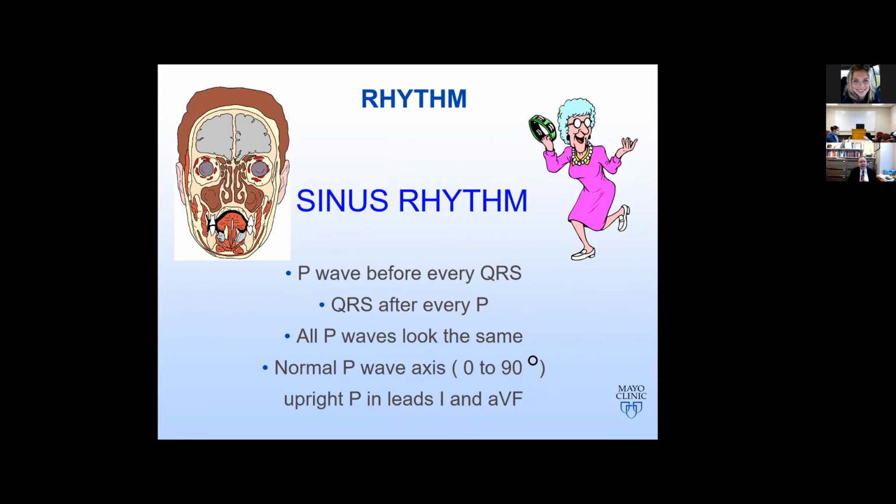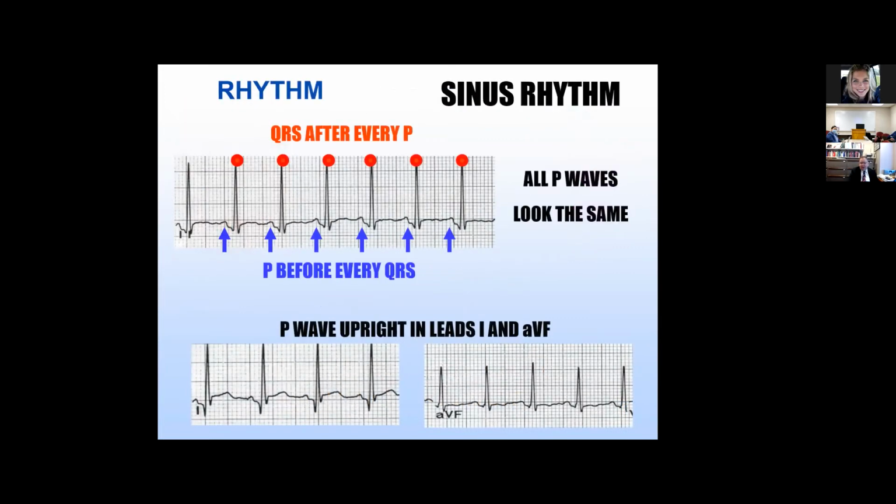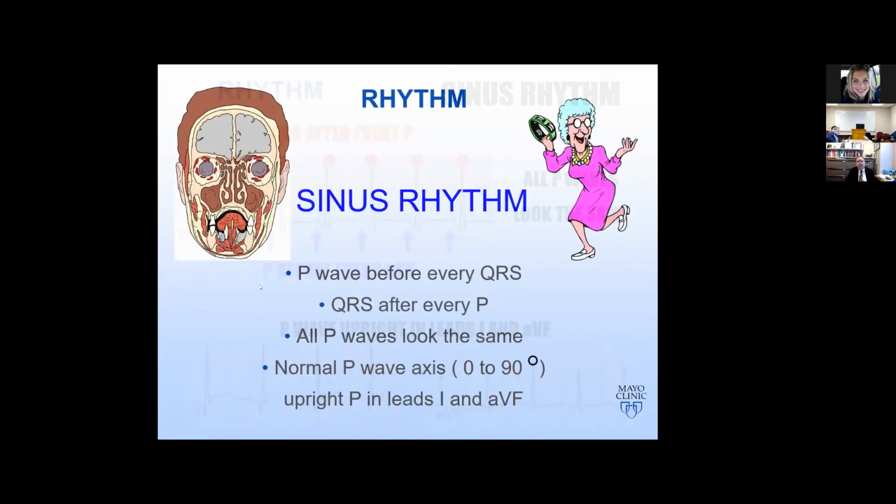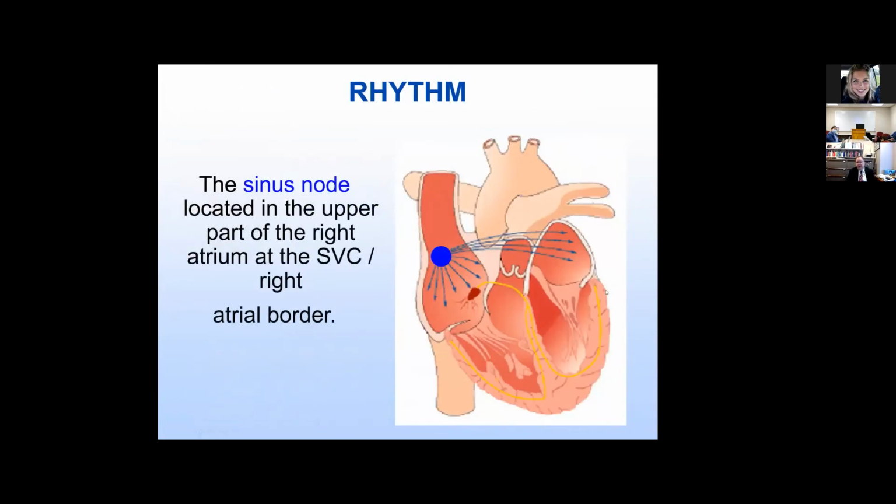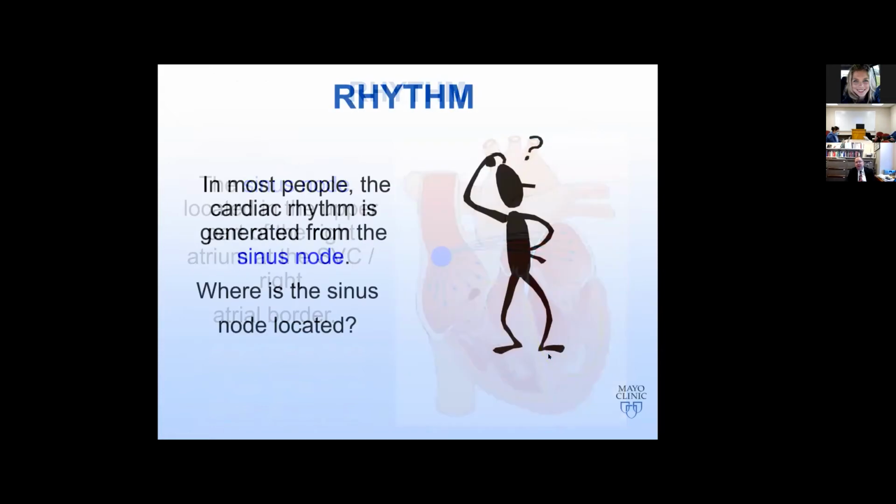So you need a normal P wave axis, which means it should be positive in lead 1 and positive in AVF. Remember that lead 1 is positive straight out to the left, and AVF is positive straight down to the floor. If the impulse is coming in this direction, it's coming towards lead 1 and also towards AVF. So we can say it's a positive P wave in lead 1 and a positive P wave in AVF.